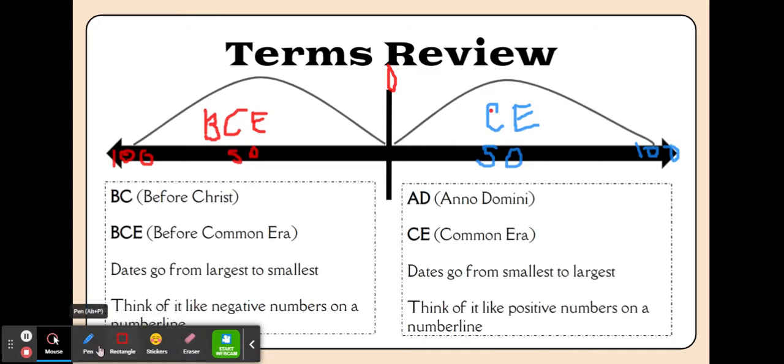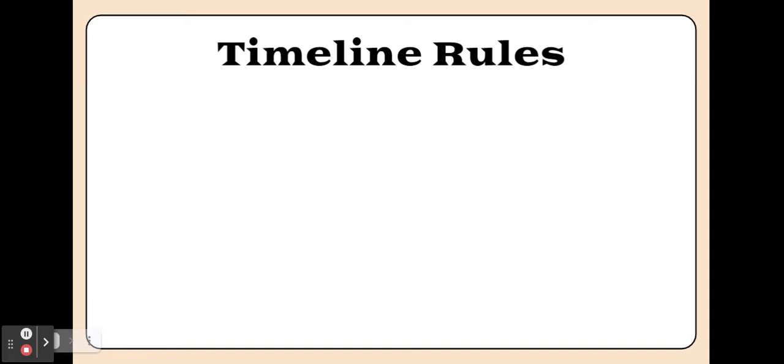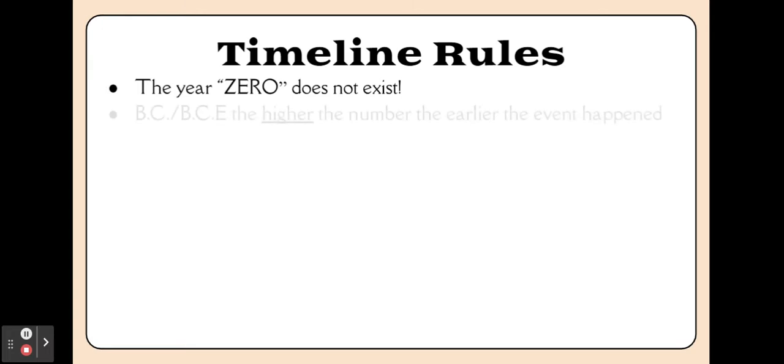So let's go now and look at the rest of the rules when it comes to timelines. The first rule is that 0 doesn't count as a year. Things didn't happen in 0. So when you look at time differences between BCE and CE, you do not need to add a year for 0. So that's the biggest reason we're reviewing that information.